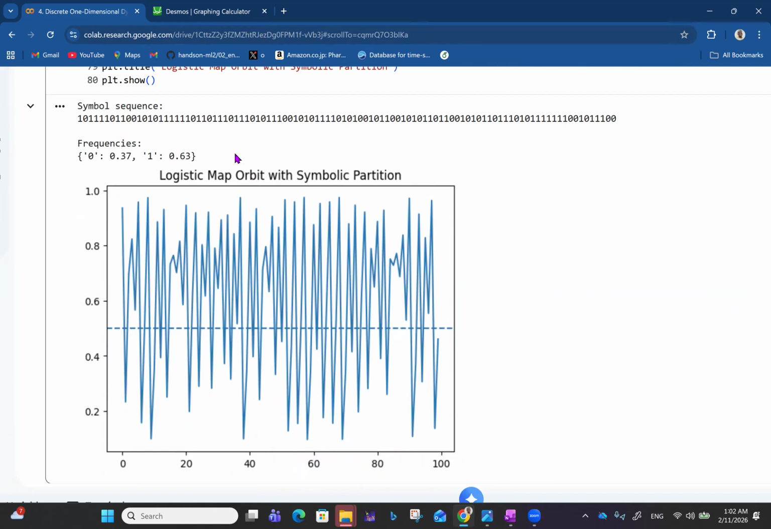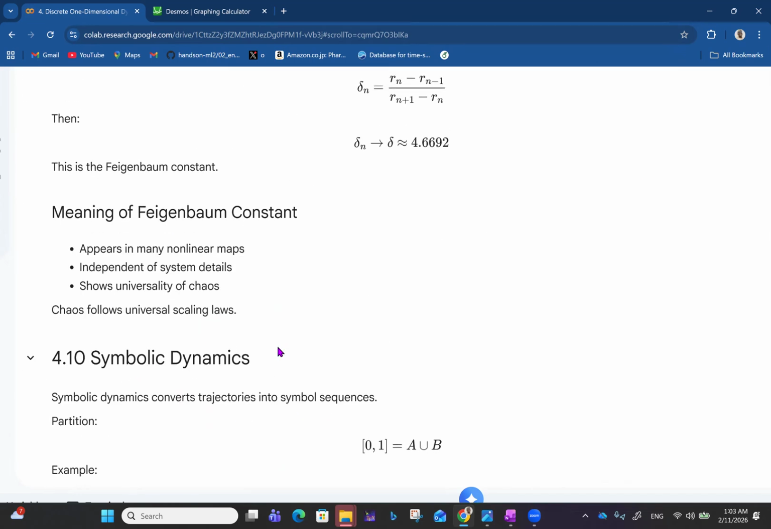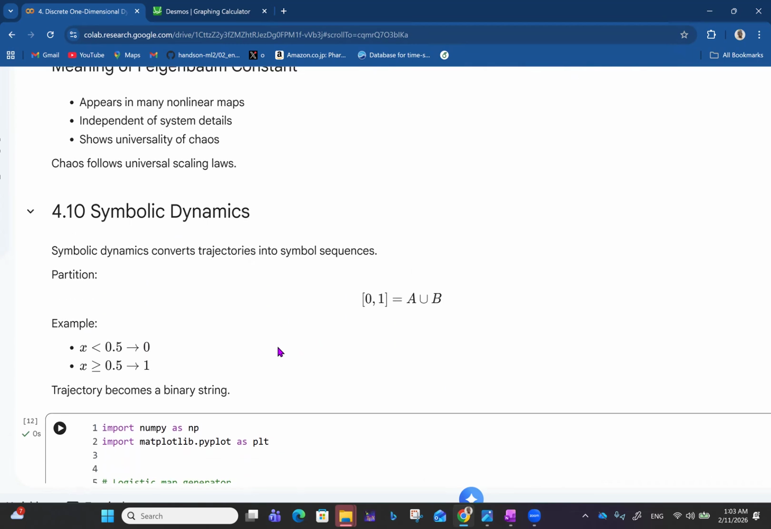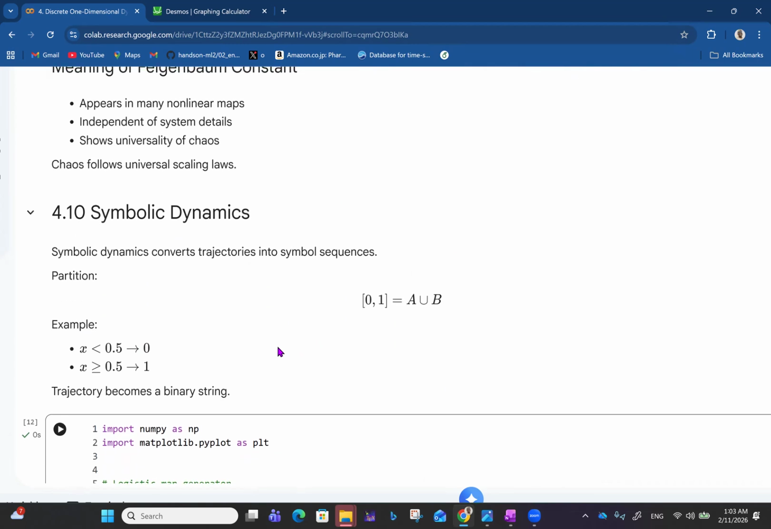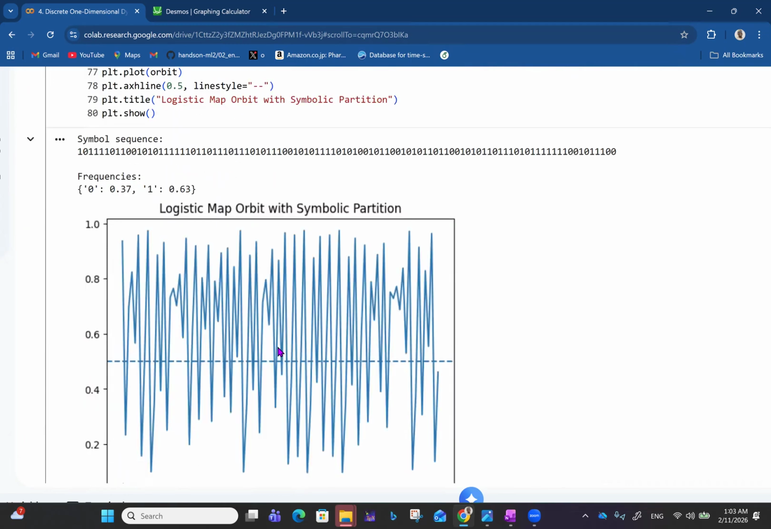And then we have this logistic map with symbolic partition like this. So you have the frequency 0, 0.371, and 0.6. So you have all of that crazy dynamics going on there, as far as symbolic dynamics is concerned. Here you are translating trajectories into symbol sequences.